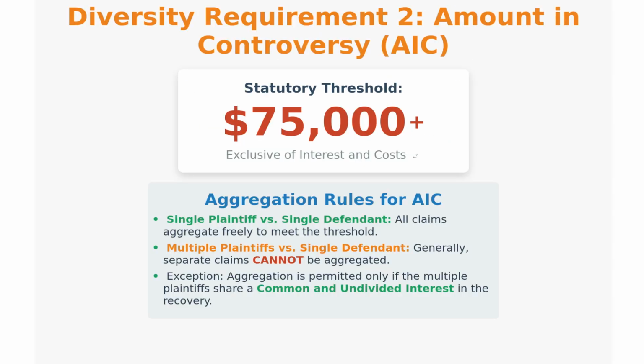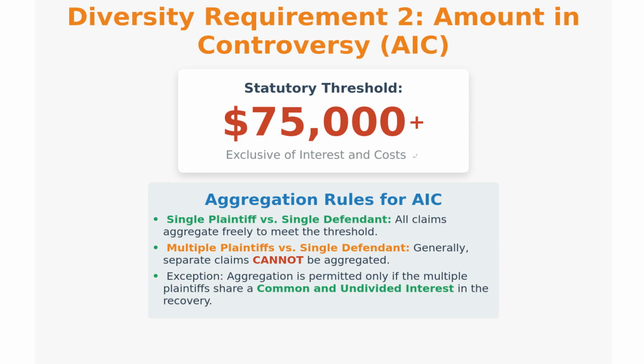Having satisfied the requirement of complete diversity of citizenship, we must now satisfy the second mandatory pillar for diversity jurisdiction, the amount in controversy, or AIC. Under Title 28 United States Code Section 1332, the amount in controversy must exceed $75,000. It is vital to remember that this threshold is calculated exclusive of interest and court costs.